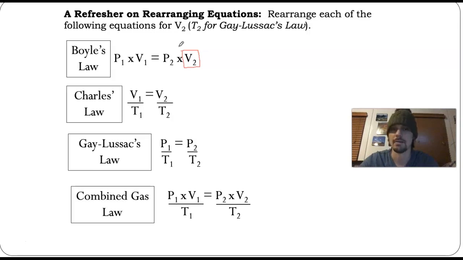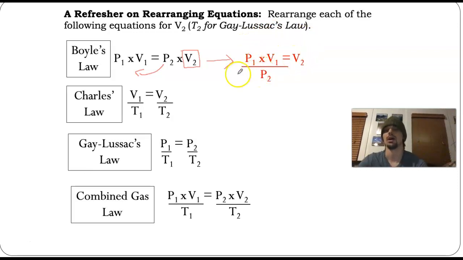Okay, to get V2 by itself, you can cross multiply. Or how would I get P2 over to the other side? Divide. Okay, so there would be my new equation that has isolated V2. So if I knew P1, V1, and P2, I could solve for V2. For this one, take a second and try to do that. And I'm going to go over it.